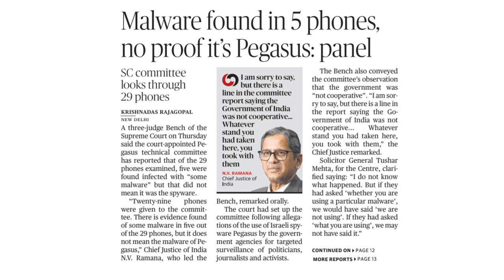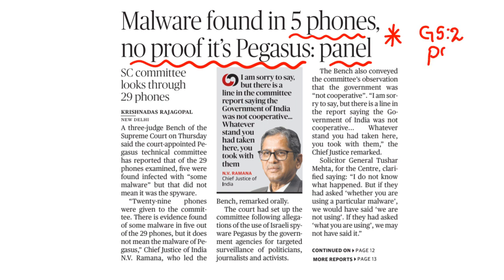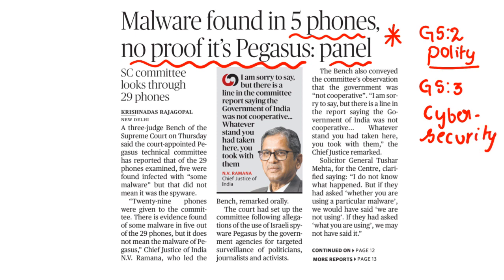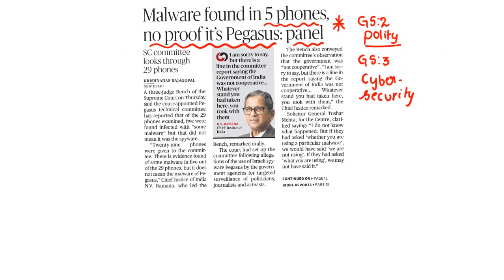Clear? Then coming to this article, see, malware found in 5 phones is no proof it's Pegasus, the panel is saying. See, this article is very important from a GS polity perspective. Clear? And there is something called cyber security in GS3. Clear? Cyber security under the topic of internal security. So malware was found in 5 phones and there is no proof that it is Pegasus. Who is telling that? The panel appointed by the Supreme Court of India.